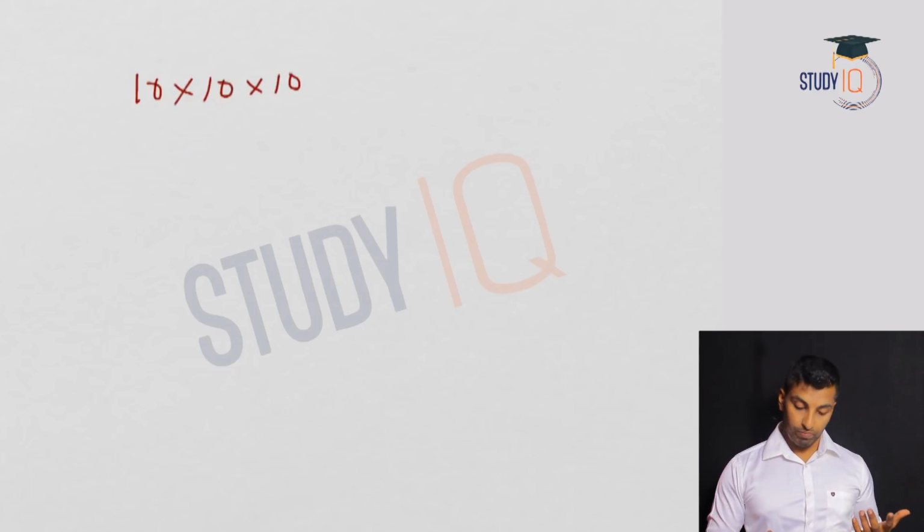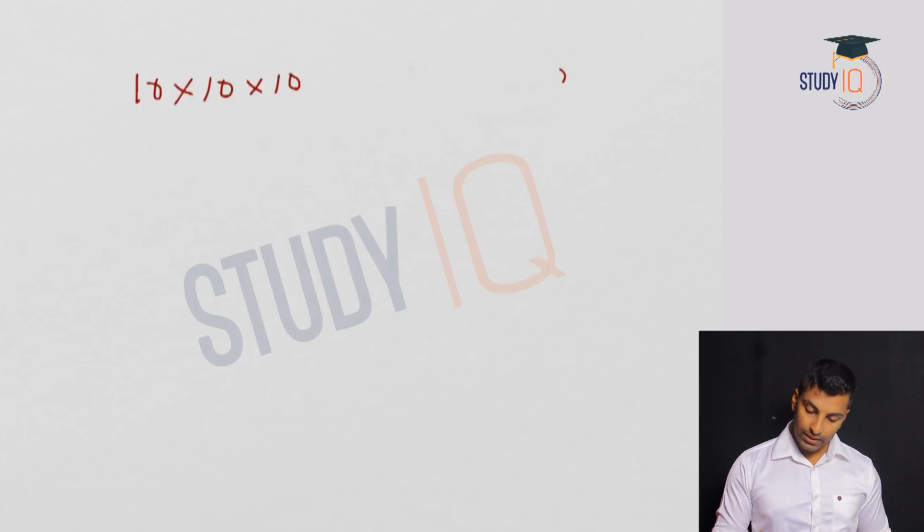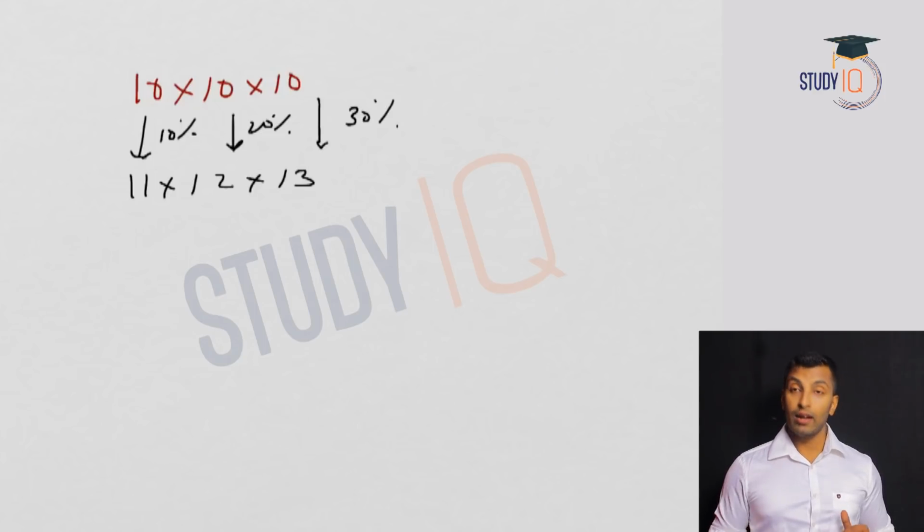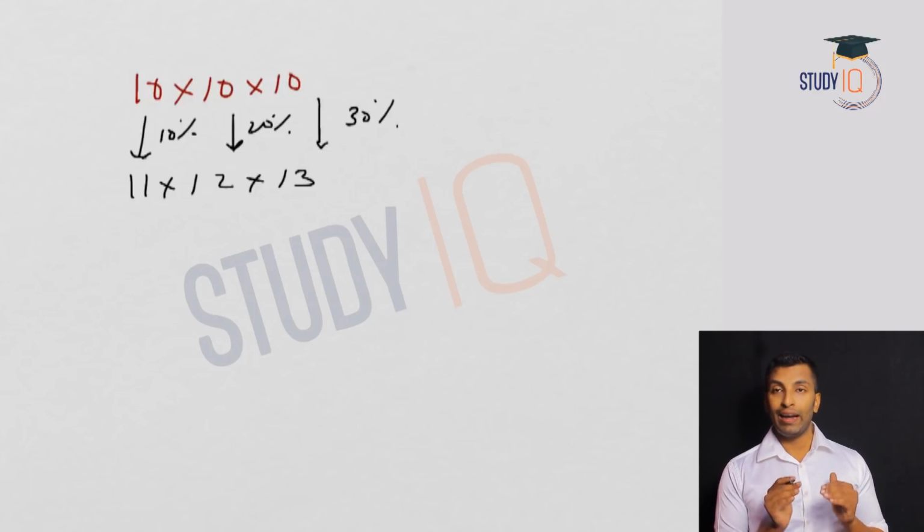Now similarly, let's suppose the product was like 10 into 10 into 10, so this is 1000. Let's suppose this was the product. Now what happened is it has changed to 11 into 12 into 13. From this, you understood there is an increase here of 10%, an increase here of 20%, and an increase here of 30%. So there is a 10, 20 and 30% increase in each of the numbers in the product.